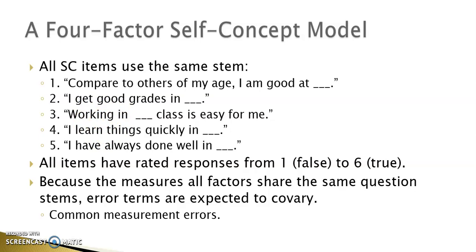Because the items are shared by questions about the 4 subjects, it's expected that there are common method correlations between the error components of the measured variables. In other words, there is some systematic error in the measured variables due to the measurement method, and questions that share the same stem have error covariances.